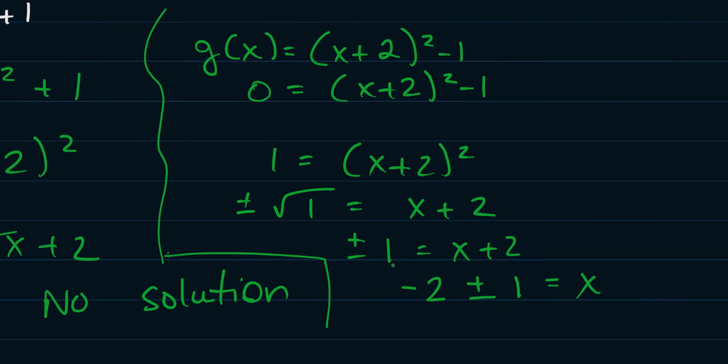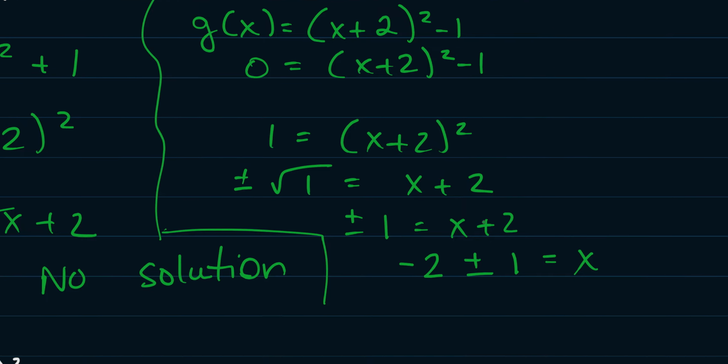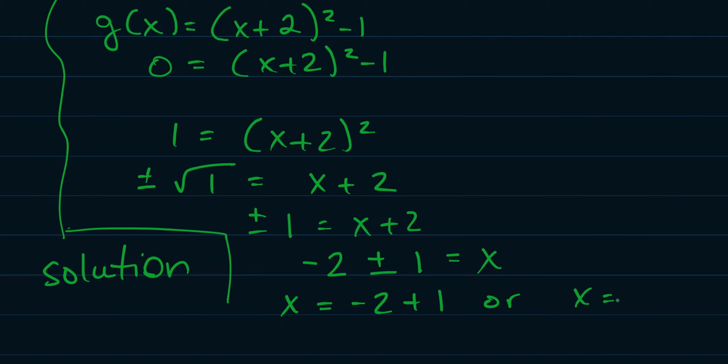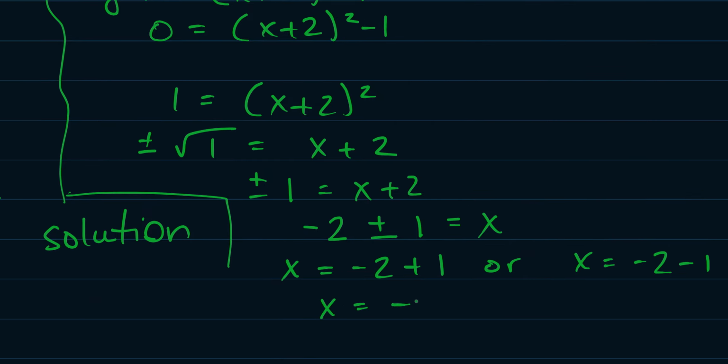You see how I moved the -2 over here? And so I'm getting two answers here. What are my two answers? I get that x is equal to -2 plus 1, or x is equal to -2 minus 1. That's what the plus minus means. I don't change the negative in front of that 2. So my two solutions are -1 or -3.